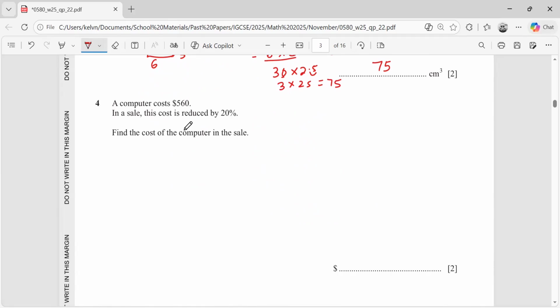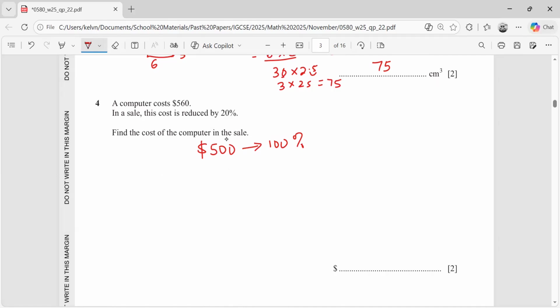You're told a computer costs $560. That's the original price, or the price before any reduction. We are told in a sale, the cost is reduced by 20%. So always remember something: the original price is always 100%.